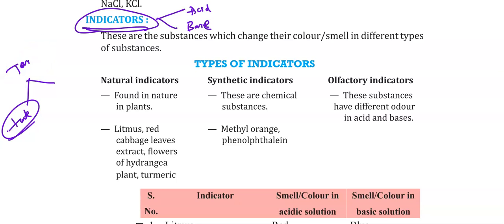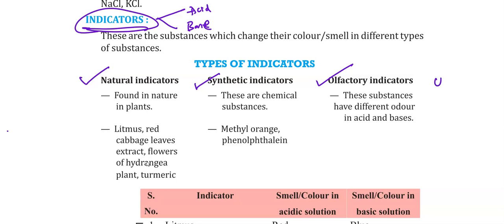So how can we identify whether it is acid or base? We started using natural indicators, synthetic indicators, olfactory indicators, and also universal indicator. These are the types of indicators. If they ask you a question like what are indicators, and mention its types or write the classification of indicators, then you should write the answer in such a way.